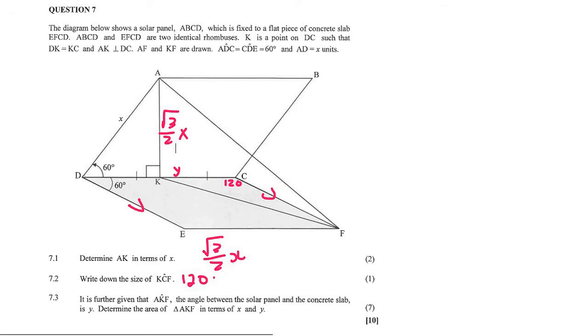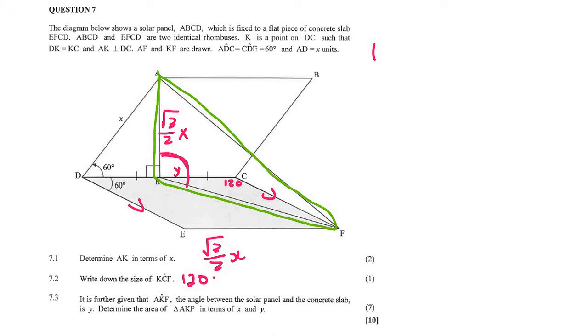Question 7.3 is extremely good. They ask us to determine the area of AKF. Oh, and they also tell us that this angle here is Y. They tell us that that angle's Y, and they want the area of this triangle. Now guys, that's not a 90-degree triangle, so we're definitely going to have to use the formula half a b sin angle C. You know that one, right? So, have a look here.